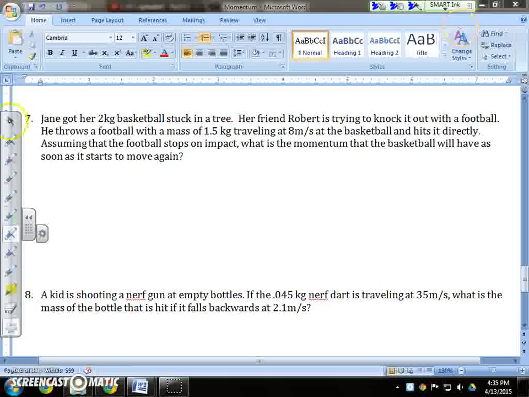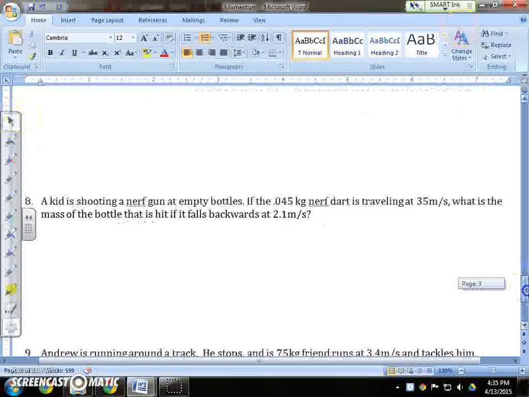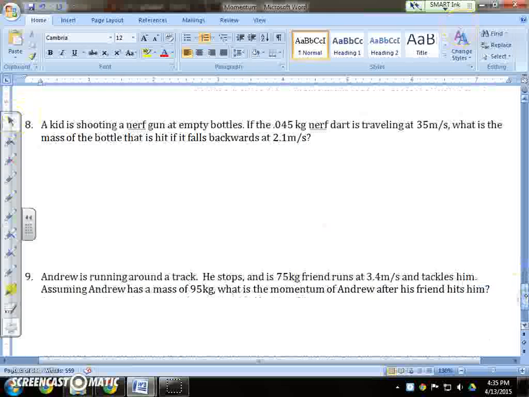In terms of our third problem, we work our way down to a kid shooting a Nerf gun at empty bottles. If the 0.045 kilogram Nerf dart is traveling at 35 meters per second, what's the mass of the bottle that is hit if it falls backwards at 2.1 meters per second?